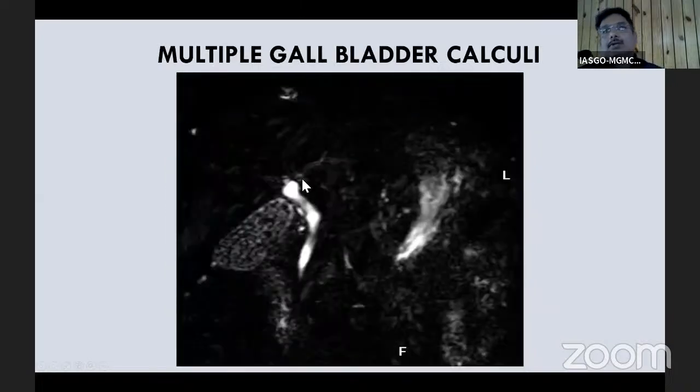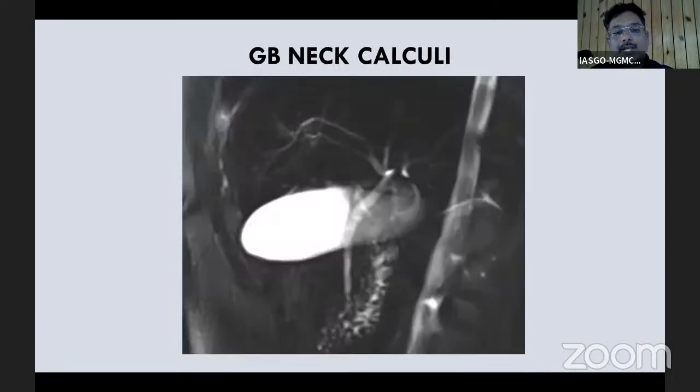For gallbladder calculi, I usually prefer USG over MRCP because a few small stones can be missed on MRCP. But in one scenario it is quite helpful: in an obese patient or a patient with a high amount of gas in the abdomen, the neck might be obscured. So GB neck calculus is another one of the most important indications for MRCP.